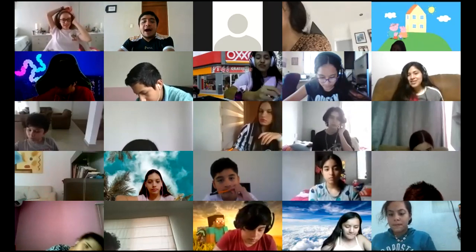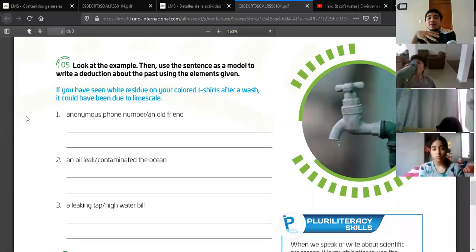All right, so I hope that you remember some grammar aspects of deduction. So in here we have the beginning of the sentence or some clues of the sentence, and it says, use the sentence as a model to write a deduction about the past using the elements given. Basically, what we are going to be doing here is to write some deductive sentences, but if you notice the example that it says, if you have seen white residue on your colored t-shirt after a wash, you are using, in this case, part of a conditional sentence.